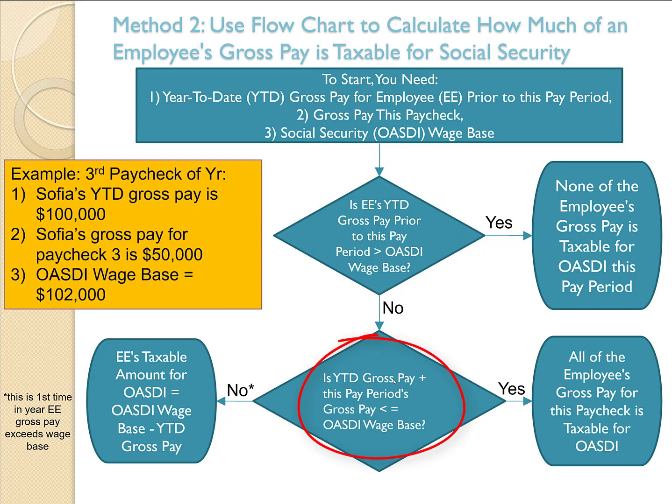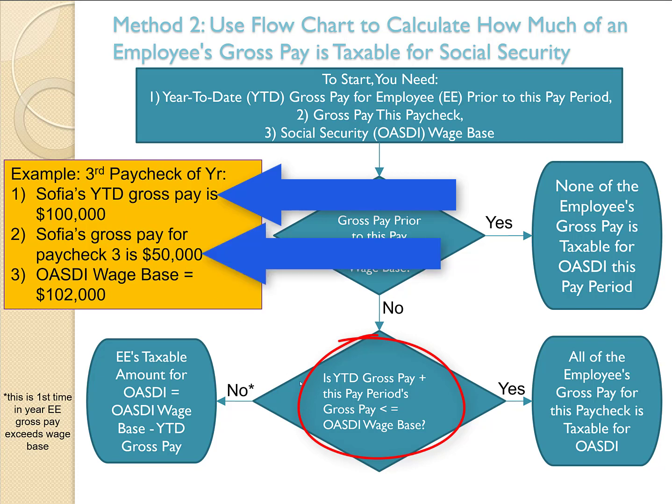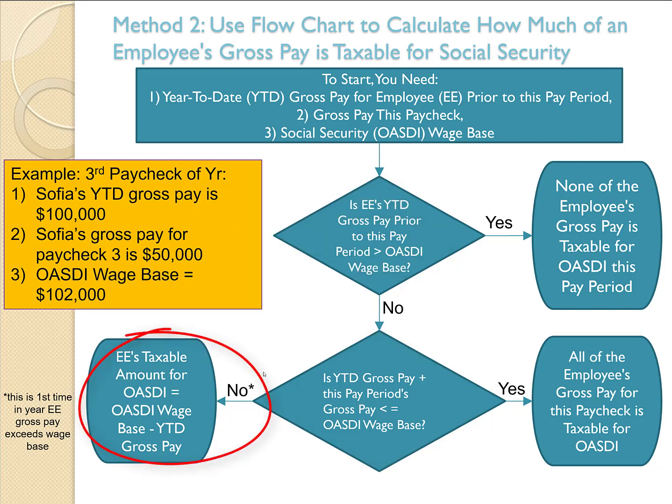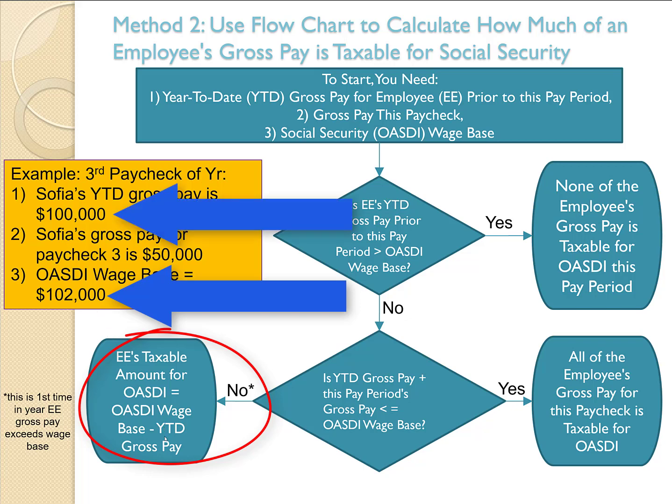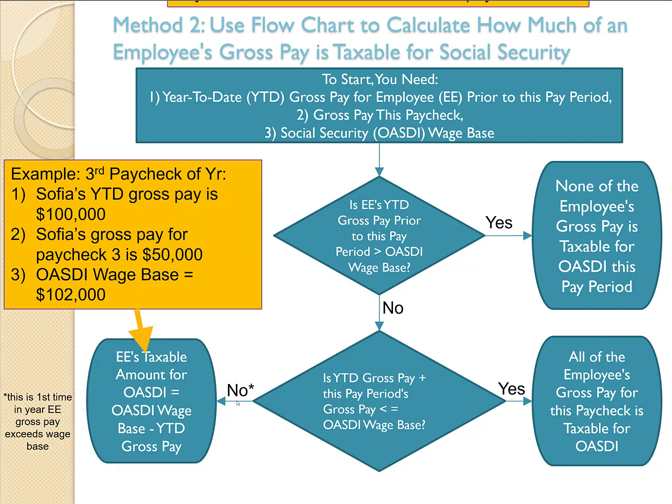Is the year-to-date gross pay plus this pay period's gross pay, so $100,000 year-to-date, plus $50,000, so it's $150,000, less than the wage base? No. So we're going to go over here. It is not less than $102,000. So the employee's taxable amount for OASDI equals the OASDI wage base, $102,000, minus the year-to-date gross pay of $100,000. So $102,000 minus $100,000 gives us $2,000 taxable.